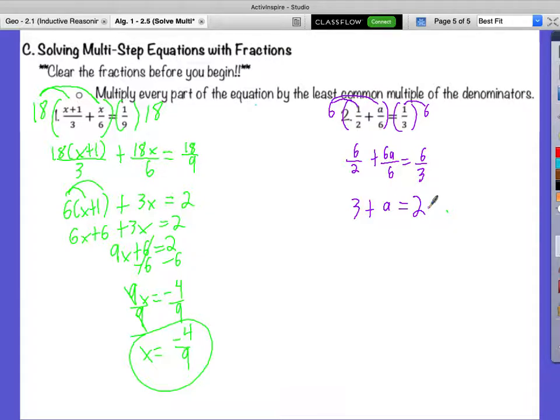Okay, so now we only have one more step left. That was easy. Now we subtract 3. 2 minus 3 is what number? Negative 1. Okay. The first step was new for us, right? Questions on that at all?